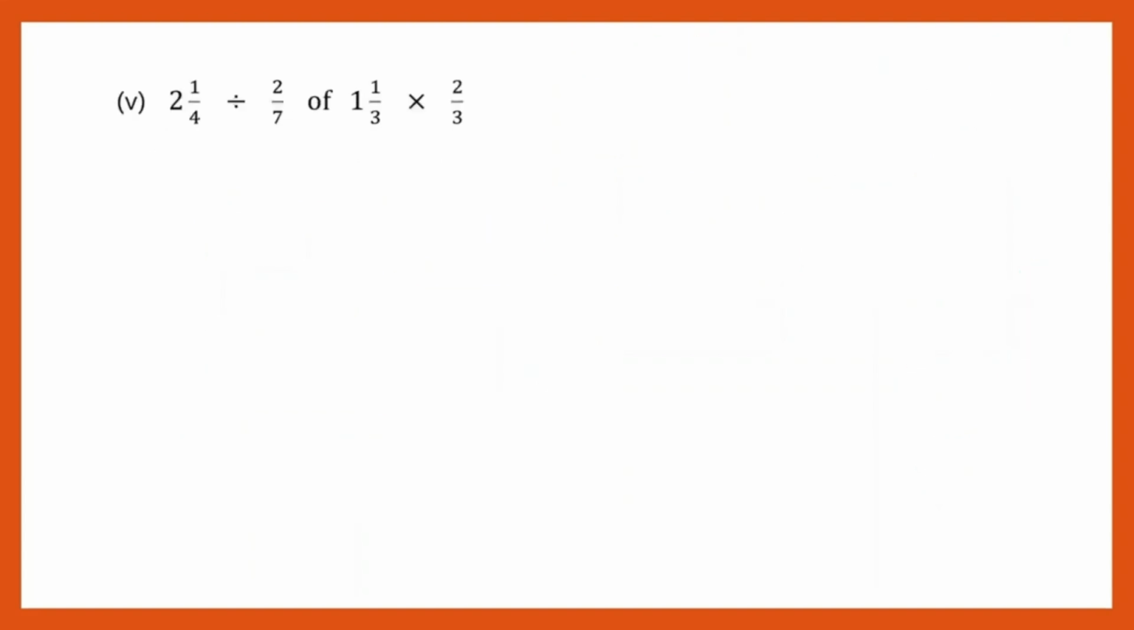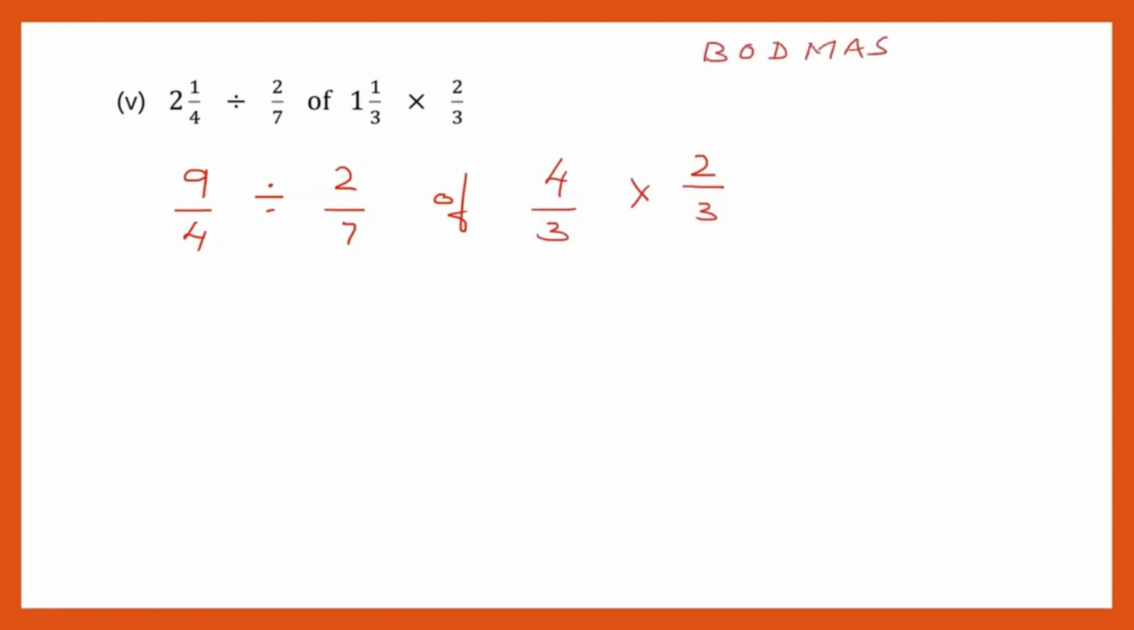Next question. Let's convert. 4 twos are 8 plus 1, 9 by 4 divided by 2 by 7 of, convert, 3 ones are 3 plus 1, 4 by 3 into 2 by 3. Let's follow BODMAS, B-O-D-M-A-S. According to this, I must do off first. So let's find out where off is. It's here, so let's work this out first.